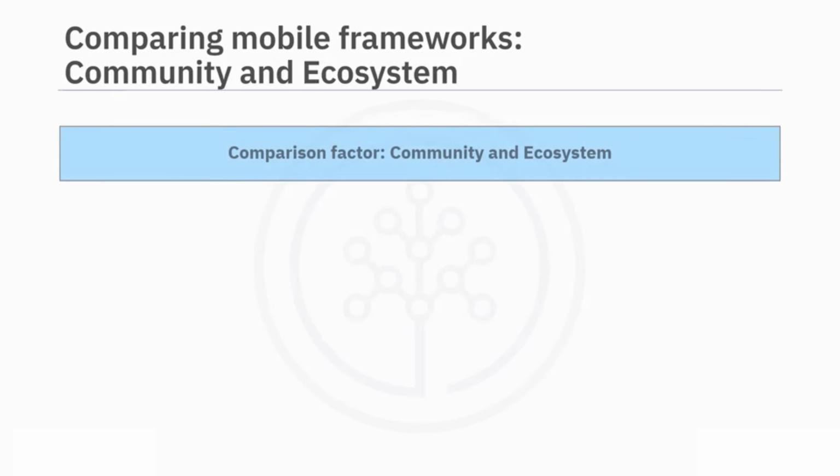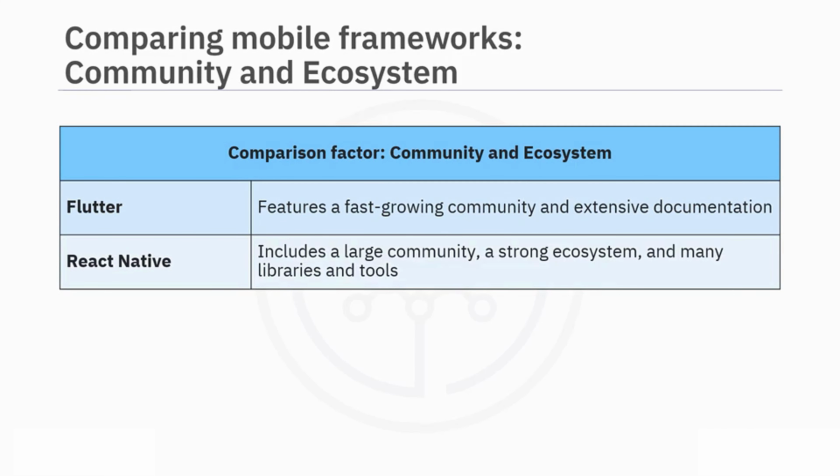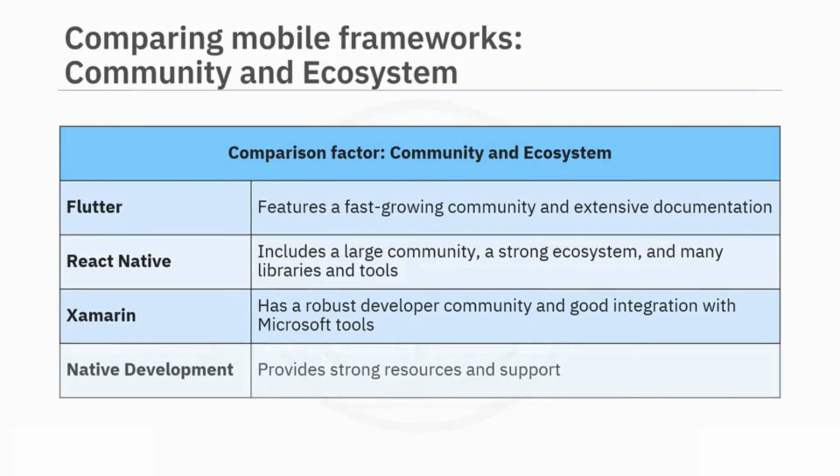Native development provides the highest level of control over UI customization as it uses the platform's native design tools and components. Finally, in terms of the community and ecosystem, Flutter features a rapidly expanding community and comprehensive documentation, along with a wide range of available third-party packages. React Native includes a large community, a robust ecosystem, and numerous libraries and tools developed by both Facebook and third-party contributors. Xamarin is supported by Microsoft and has a strong developer community, which integrates well with Microsoft's development tools and services. Native development is backed by Apple and Google and provides strong resources and support, but with less community-driven innovation as compared to cross-platform frameworks.